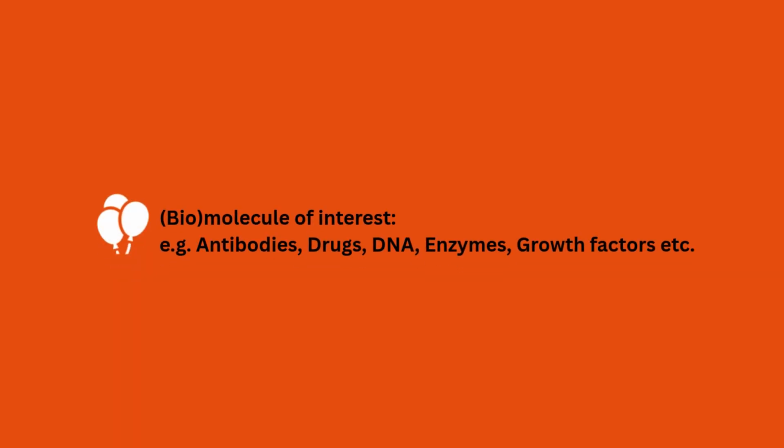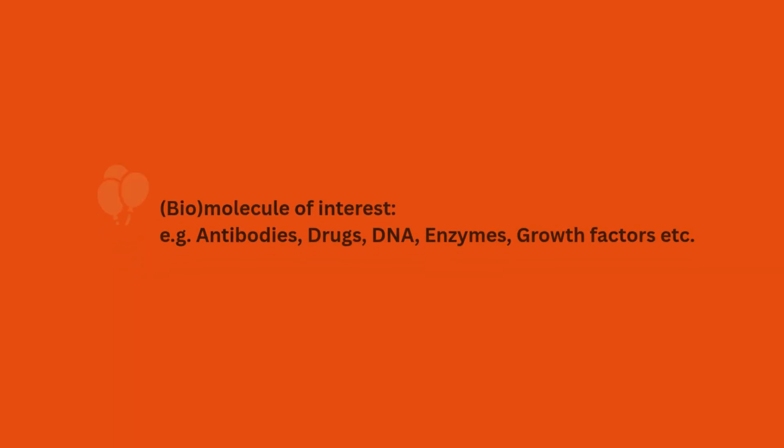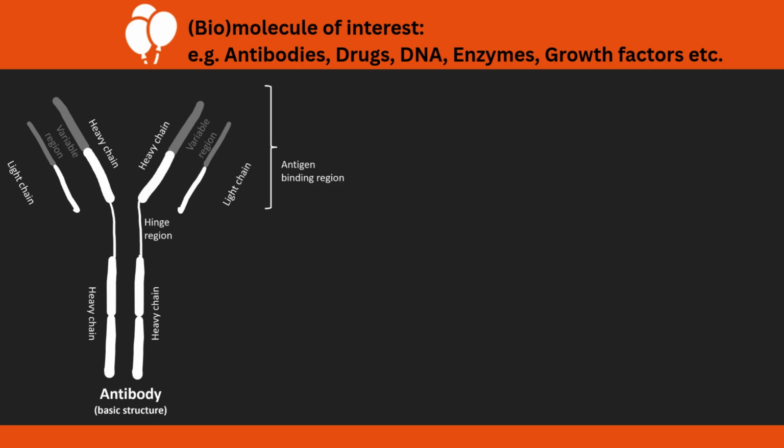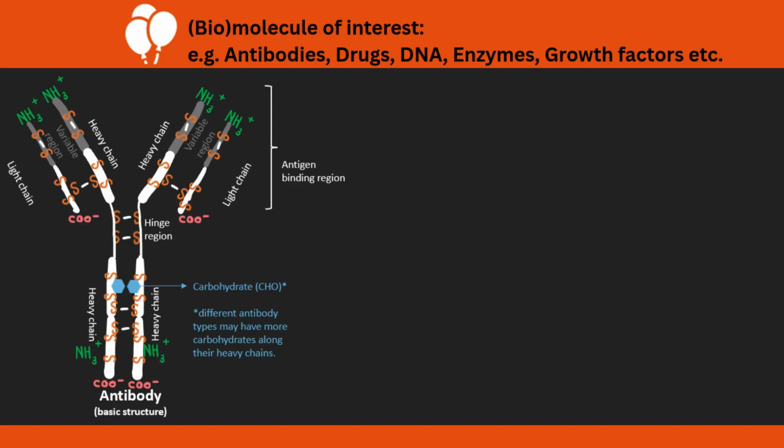First, let's look at the biomolecule you want to attach. For example, if you're developing a biosensor, you might want to immobilize an antibody onto the device. To do that, you need to understand the antibody's structure, especially its chemical functional groups, so you can target the right sites for binding. Here's a generic antibody structure.